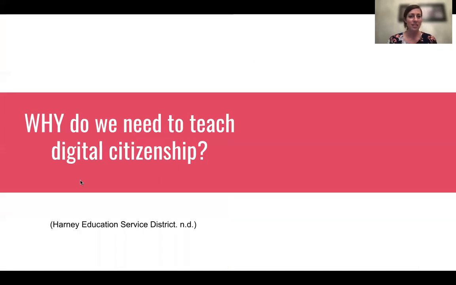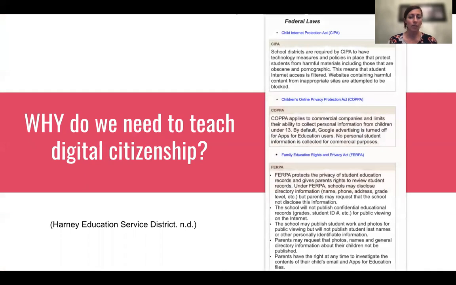Okay, so now that we've given it some parameters, my next wondering, and there's a lot of information on this: why do we need to teach digital citizenship? Why is this concept important to us as educators? The Harney Education Service District outlined the law very clearly, and I liked this graphic they used to put it all in one place. So you can see digital citizenship shows up in 3 areas: the Children's Internet Protection Act, the Children's Online Privacy Protection Act, and of course FERPA, the Family Educational Rights and Privacy Act. So in 3 different areas of the law, digital citizenship is seen there and needs to be attended to.